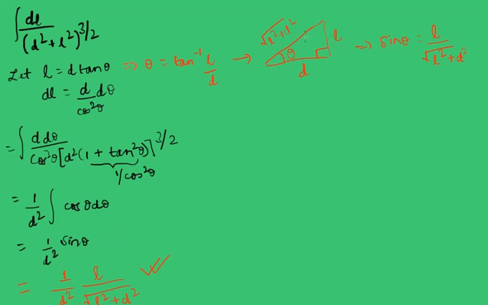So what is sine theta for this triangle? Sine theta will be perpendicular by hypotenuse, so it will be L by √(L² + d²). So sine theta will be L by √(L² + d²). So that is the integration of this expression. Of course we should add a constant here, because with integration we should always add a constant.